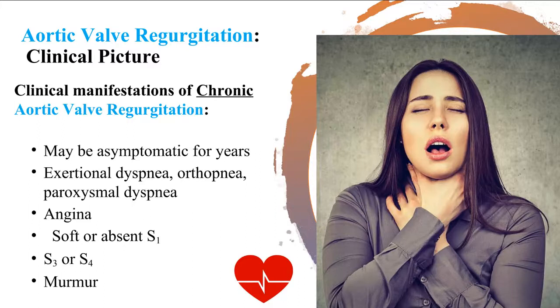But stress is a terrible thing, so we've got to always be careful about that. Okay, so they can have angina even though in aortic, they can have angina. And these are some of the other things that they can have. They can have a soft or absent S1. They can have S3 or S4, depending on how bad it is and how much hypertrophy they might have. And they can also have a murmur.